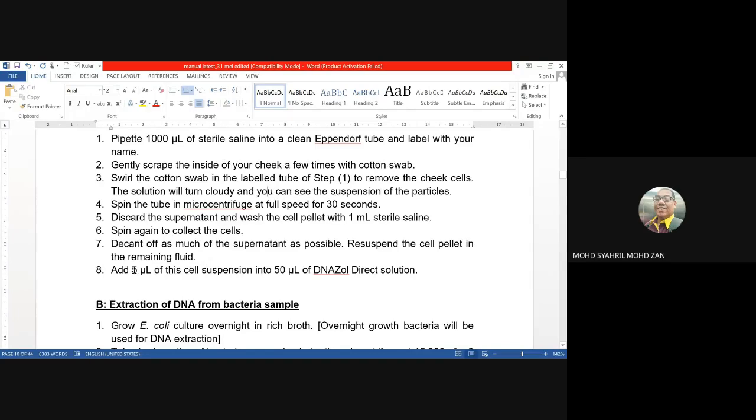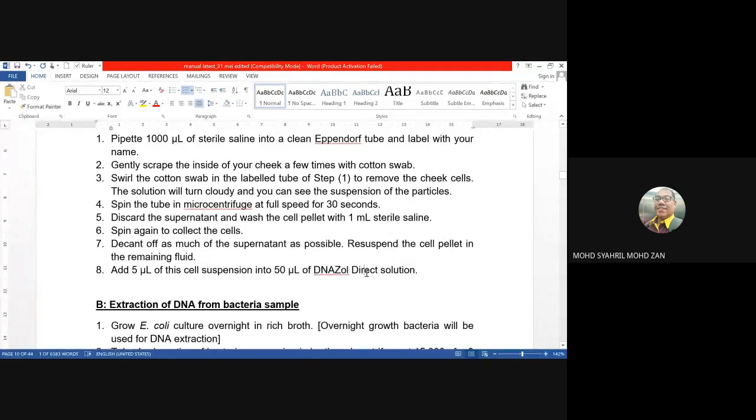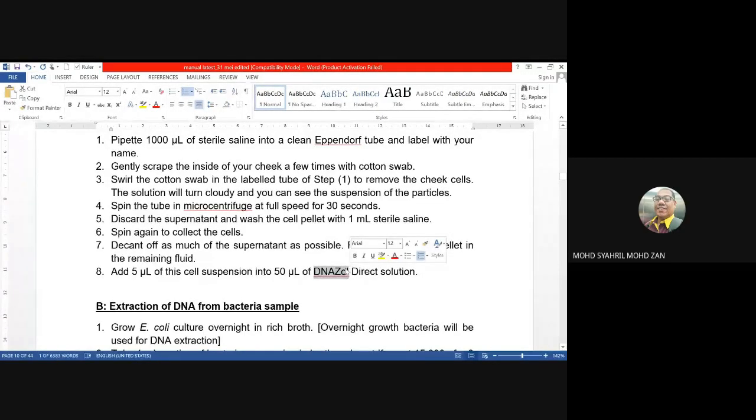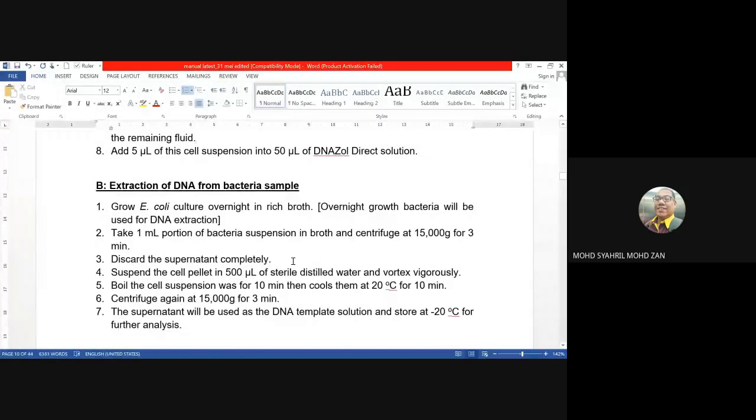Okay. So how we suspend, or preserve, or keep our sample, we use denazole direct solution. Okay, so this one is to preserve our DNA. So how about we extract from bacteria?